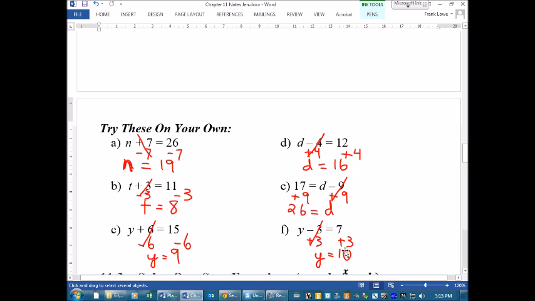That's all there is to it. One step, opposite operation with addition and subtraction.